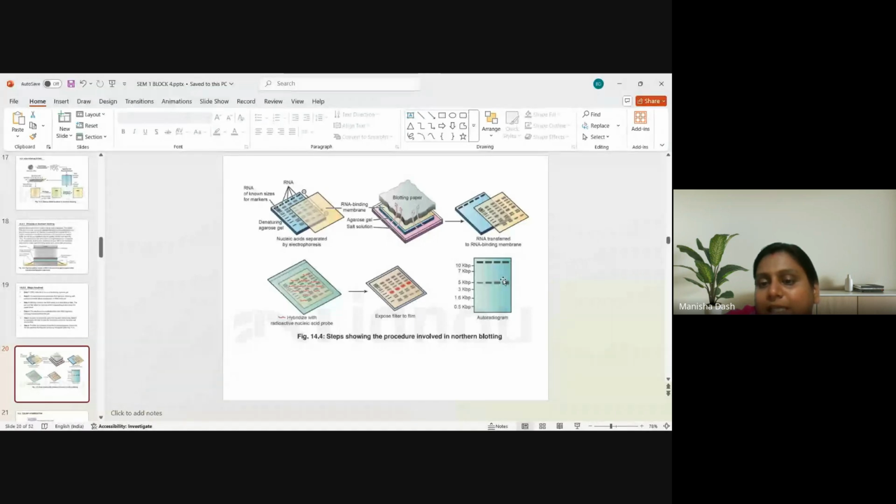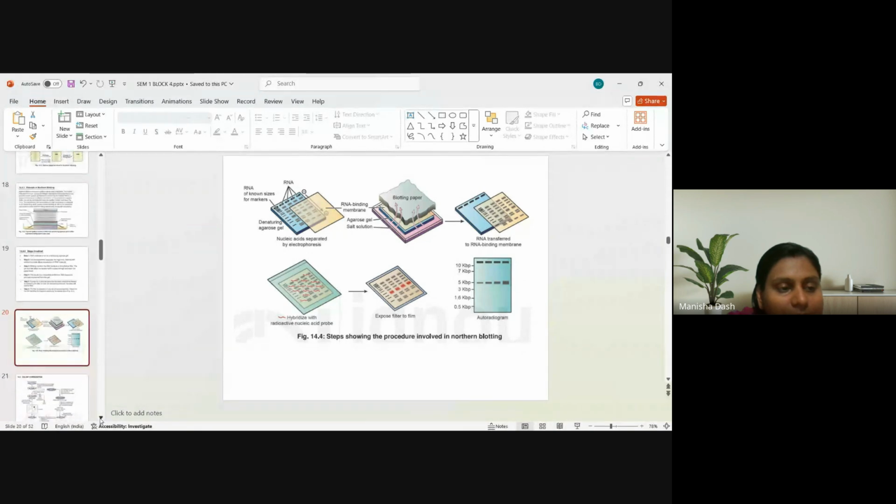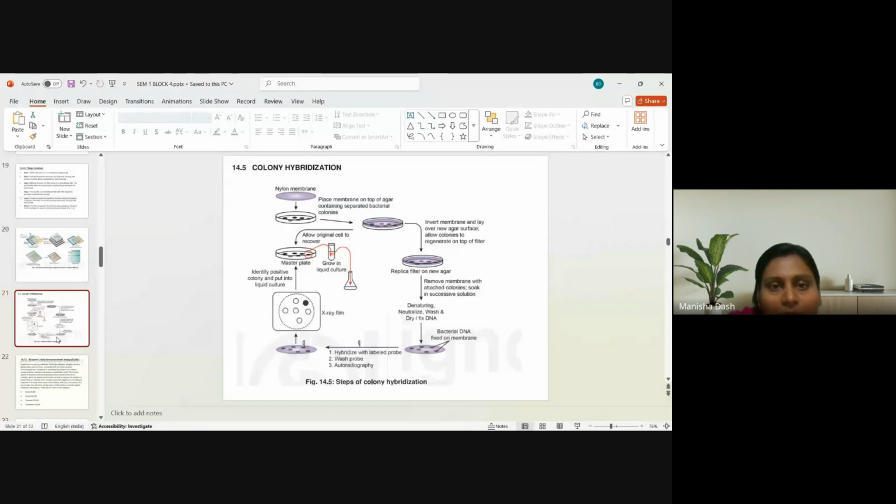So that is indicating that this is actually containing the RNA of your interest. Then the same colony hybridization is there to identify which colony is actually containing the gene or the RNA of your interest. Same as I explained.